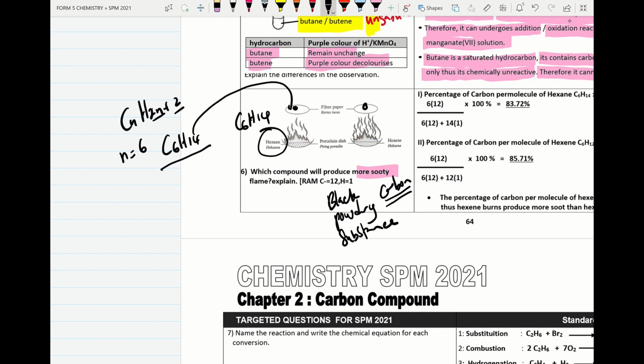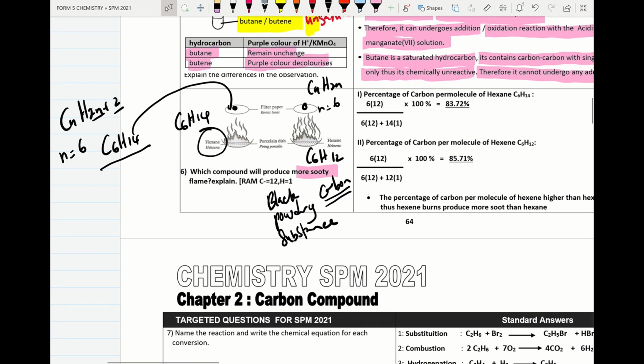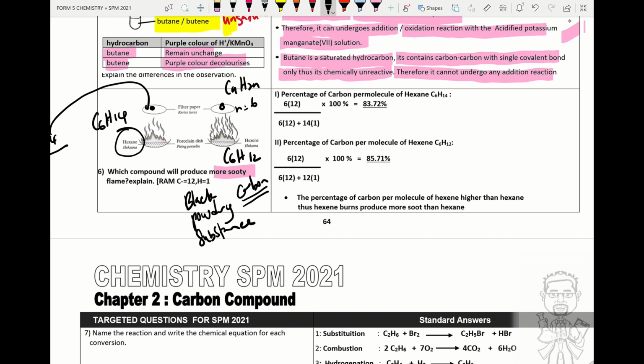All right, so hexene, we apply CnH2n, we apply n equals 6, so that will be C6H12. And how to find the percentage of carbon? So hexene contains 6 carbons, so we put 6 times 12, then we find the RMM of C6H12.